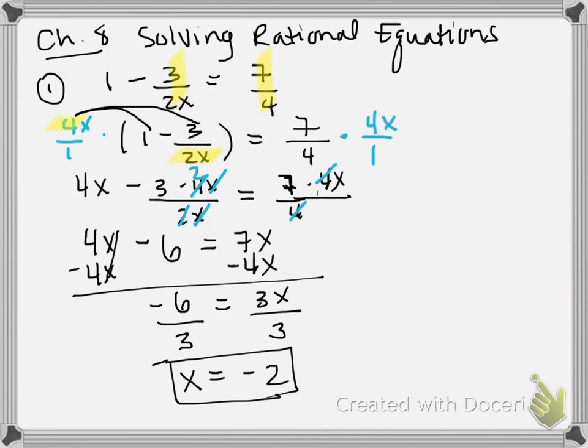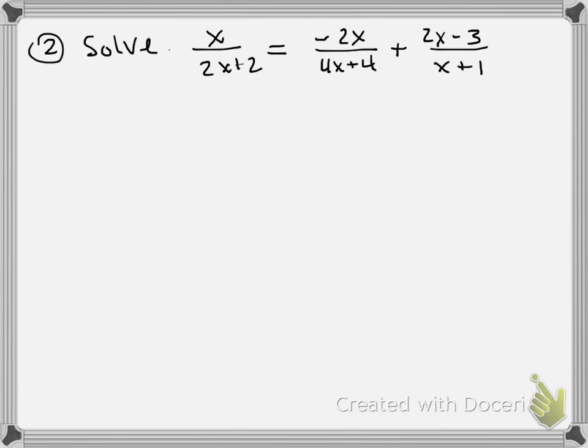Let's see if we can use a similar idea on our next problem. This guy's a rational equation, but those denominators are looking a little more serious than the last problem. So I'm going to use the same strategy. I'm going to think about what I can multiply both sides of the equation by in order to cancel out my denominators and make my life easier.